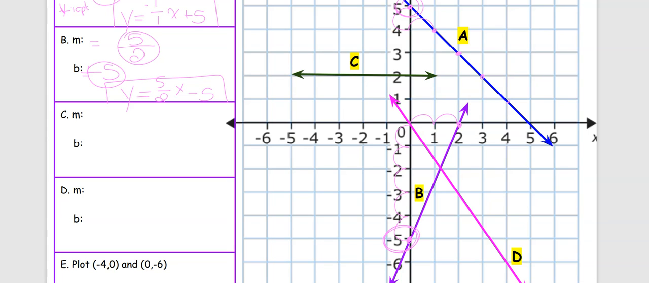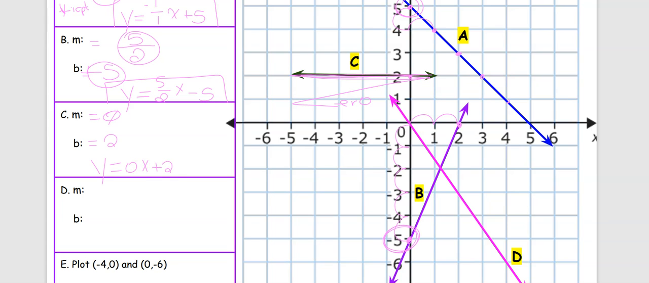Now let's look at line C. Line C is this flat line right here, which is a slope of 0, because this is a 0 slope example from yesterday. My y-intercept, where it crosses the y-axis, is at positive 2. So to write this equation, I'd say y equals 0 times x plus 2.